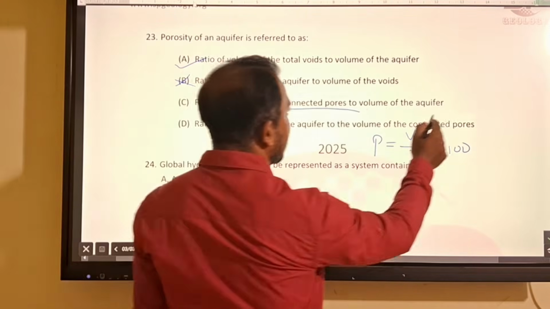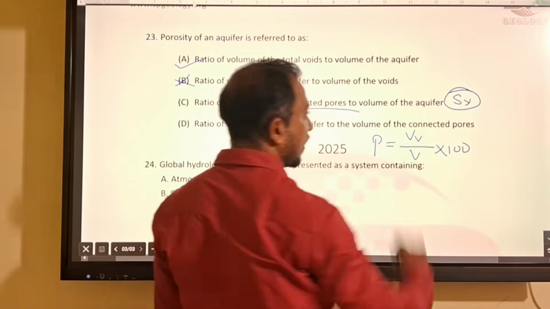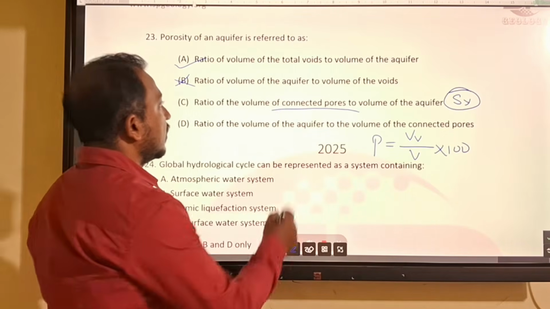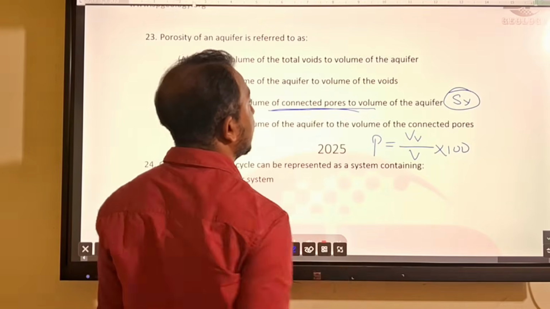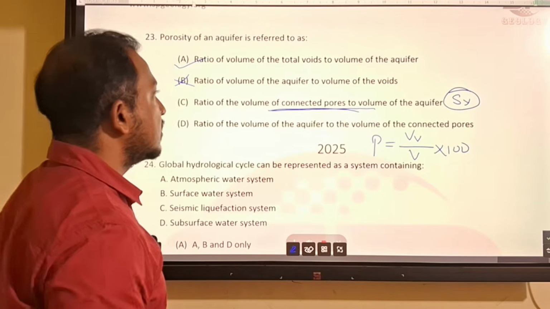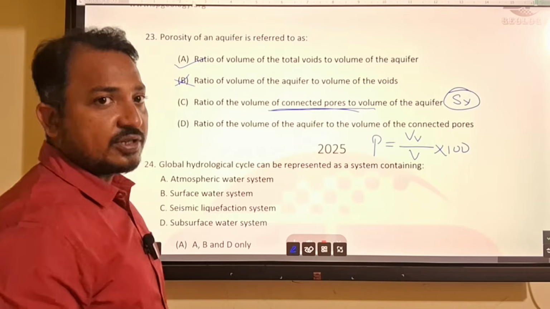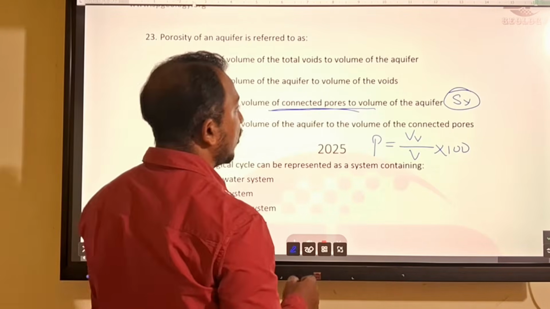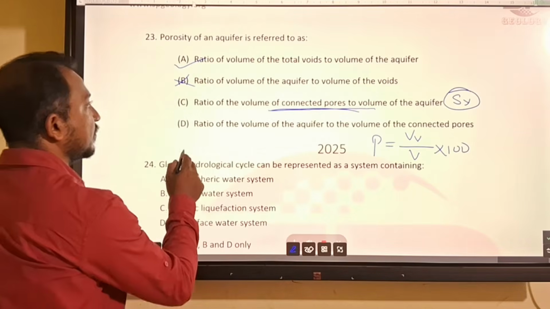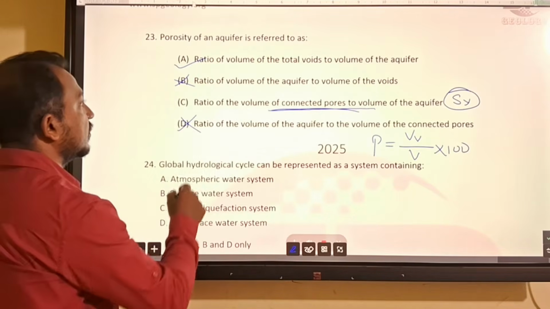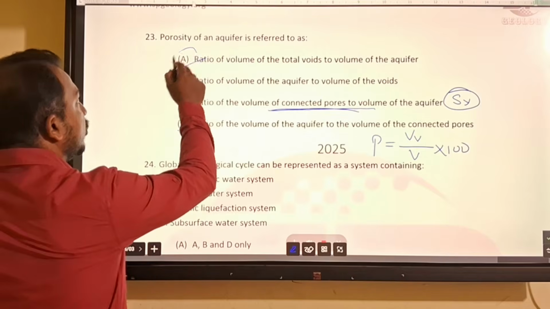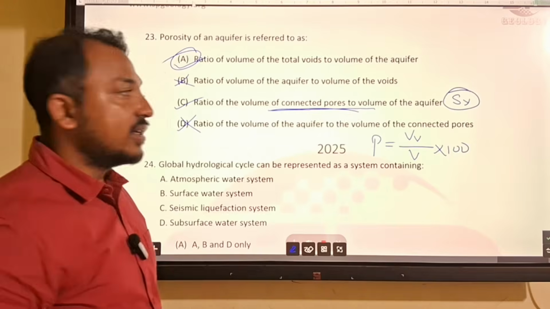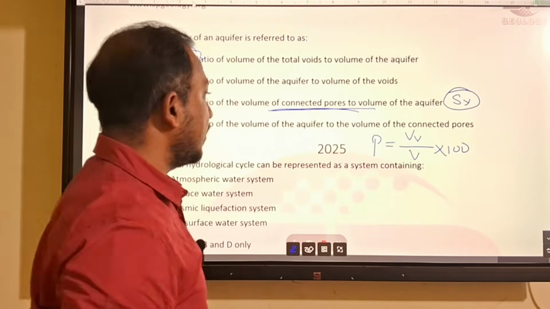Ratio of volume of connected pores to volume of aquifer. This is actually specific yield, or you can say effective porosity. It is called effective porosity. Ratio of the volume of the aquifer to the volume of connected pore space is also incorrect. So our answer will be A, and remember, this one is specific yield or effective porosity.